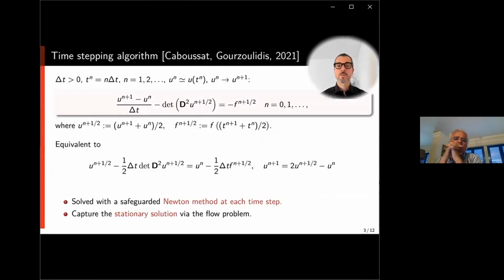In order to tackle this approximation, since the problem is nonlinear and rather stiff, we are going to advocate a midpoint rule for the time-stepping algorithm, which means that at each time step we are going to solve a Newton method, safeguarded, to progress to the next time step. And eventually our goal is to capture the stationary solution.